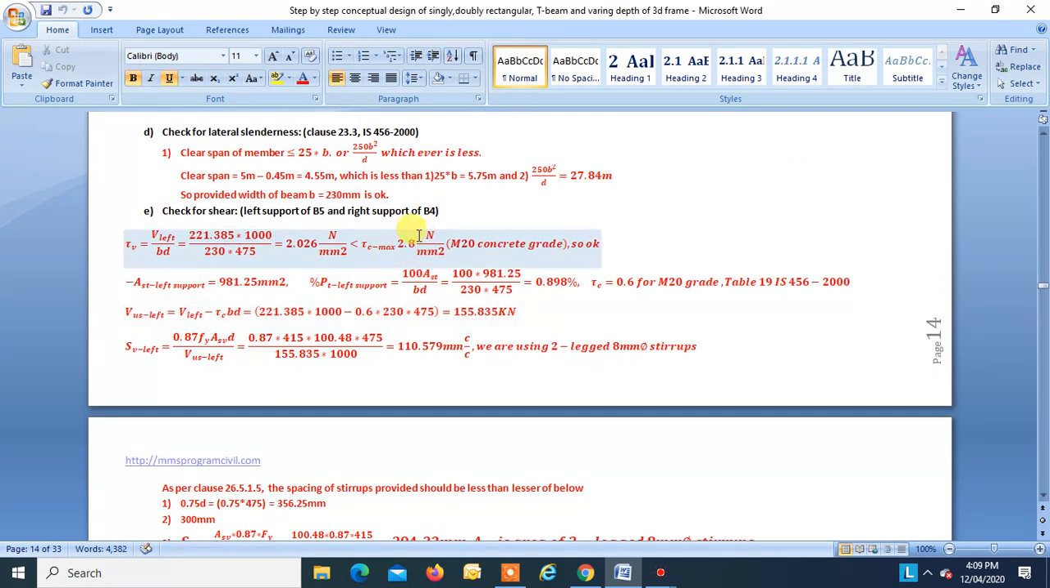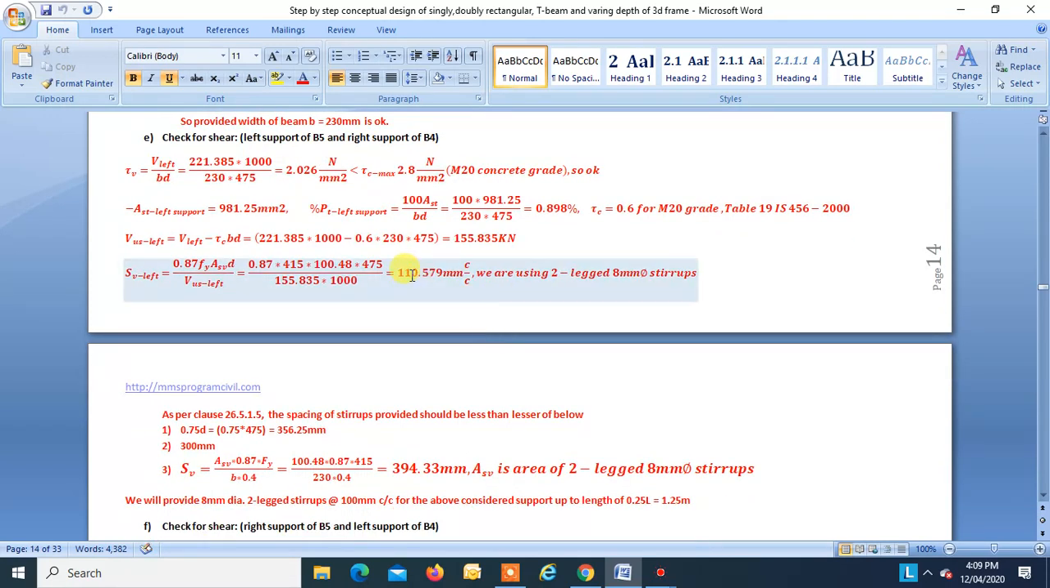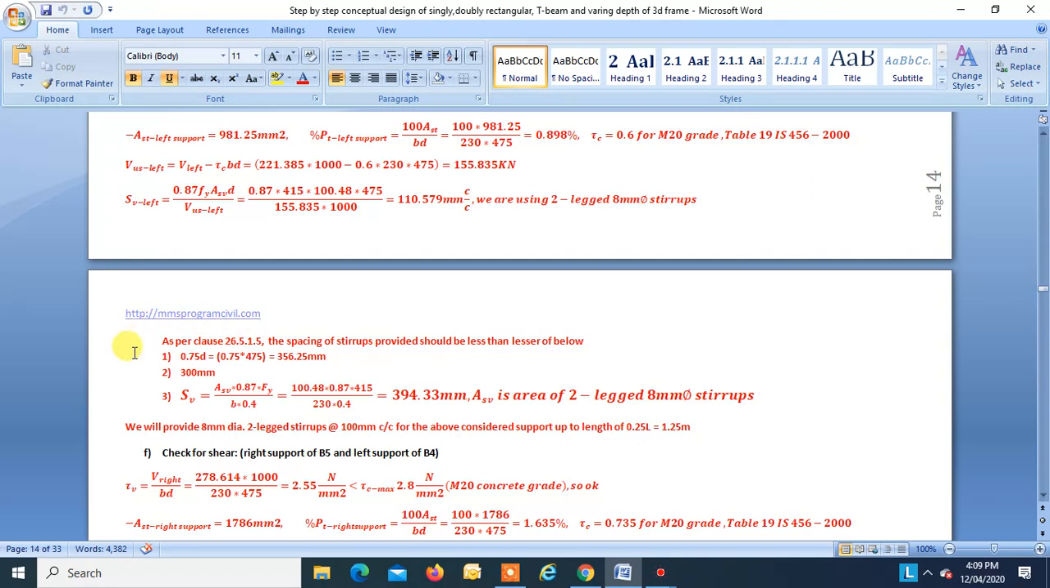So we will have to provide shear reinforcement to take the additional shear VUS. VUS is found to be 155.835. Put the value over here. We find the spacing of stirrups required as 110. We are again using two-legged 8 mm stirrups, right? This spacing should be the least of these three. This is 356, this is 300, and this is 394, so the required spacing is less than all these three.